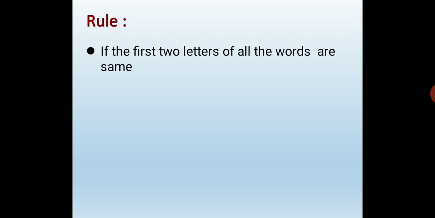Now today, we are going to learn two more rules of alphabetical order. Let's see what the third rule of the alphabetical order is. If the first two letters of all the words are same. We already learnt, if the first letter of all the words are same, then what can we do and how do we arrange them? And here we have first two letters same, and how do we arrange them? We don't know. Let's see with an example.